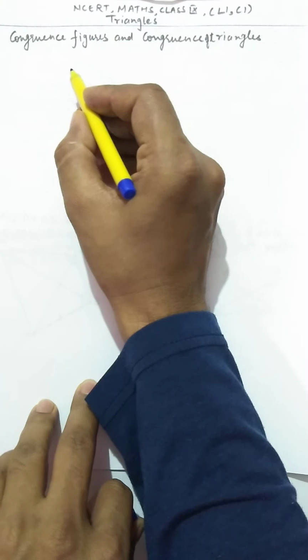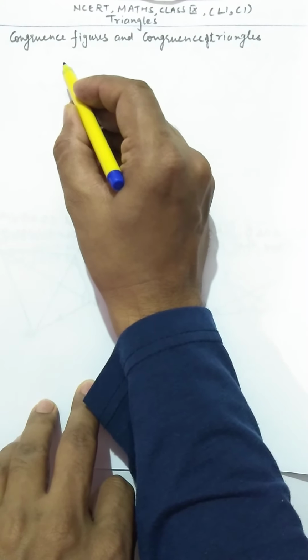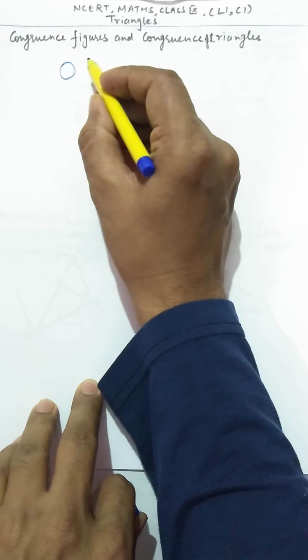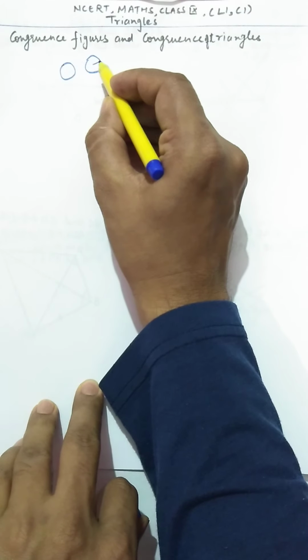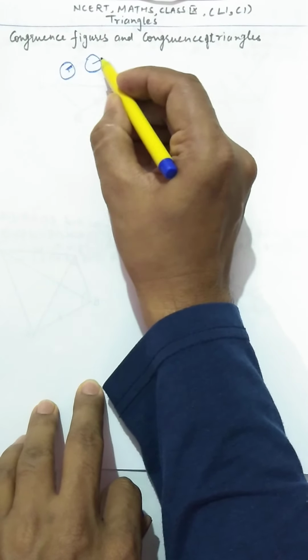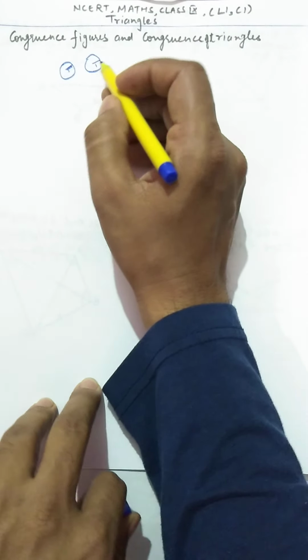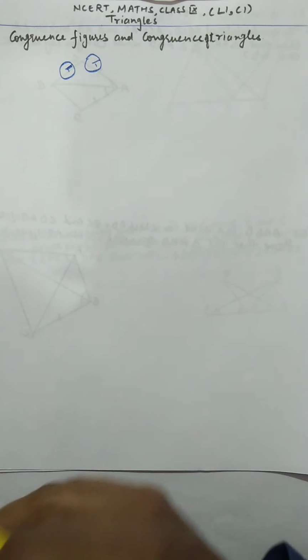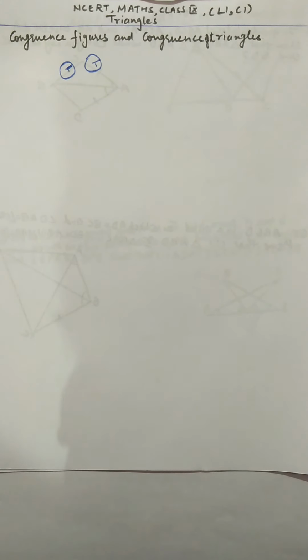Congruent figures means that if I draw any figure, say a circle, and there is another circle with the same radius. Let's say this radius is 1 unit, and this is also 1 unit. So these two circles both have a radius of 1 unit, so they will be called congruent circles because they are equal in size and shape.